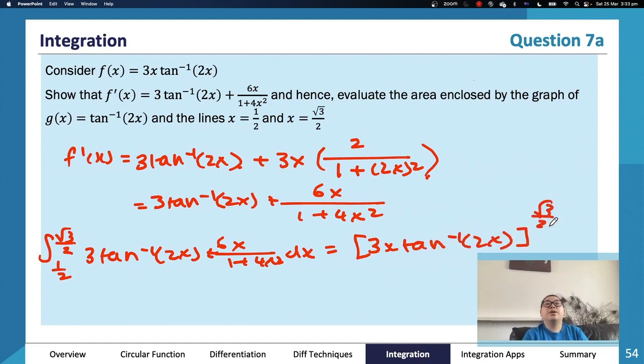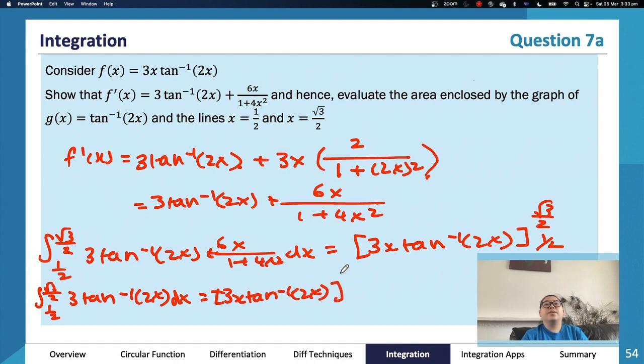Root 3 on 2 and a half. Right? Cool. Alright, so then the next thing we have to move over is this chunk, right? So we're going to move that over and we're going to say that's root 3 on 2 and a half. 3 tan inverse 2x dx is equivalent to 3x tan inverse 2x root 3 on 2, 1/2, and then we can put that on there as well, so minus root 3 on 2, 1/2, 6x over 1 plus 4x squared dx.